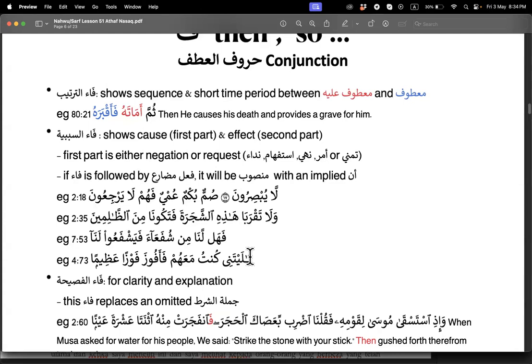Next one, where is our fa sababiyah? The next one here: fahal lana min. Fayashfa'u. Yes, fayashfa'u. Again, this is mudhari, mansub, with the nun dropped. So what do we have before that makes this fa sababiyah?